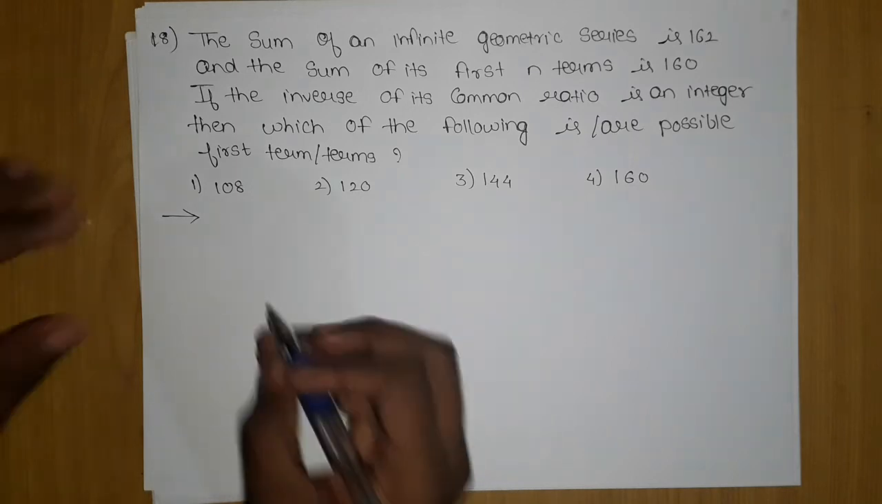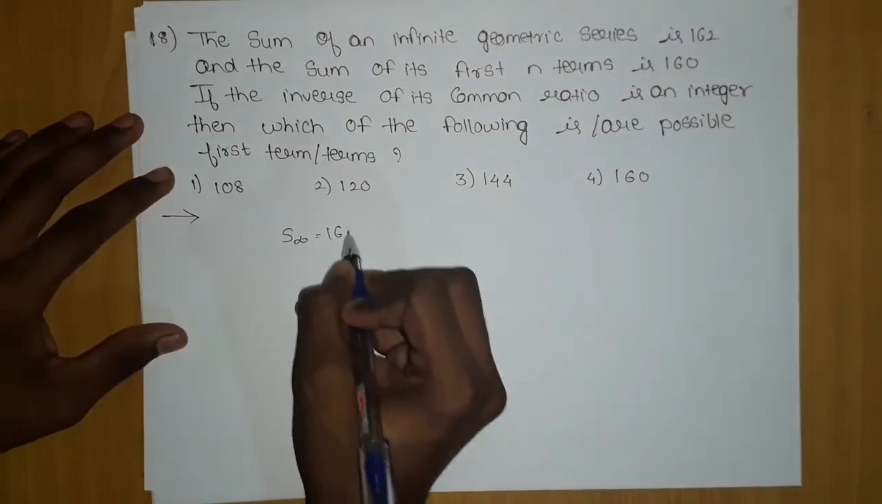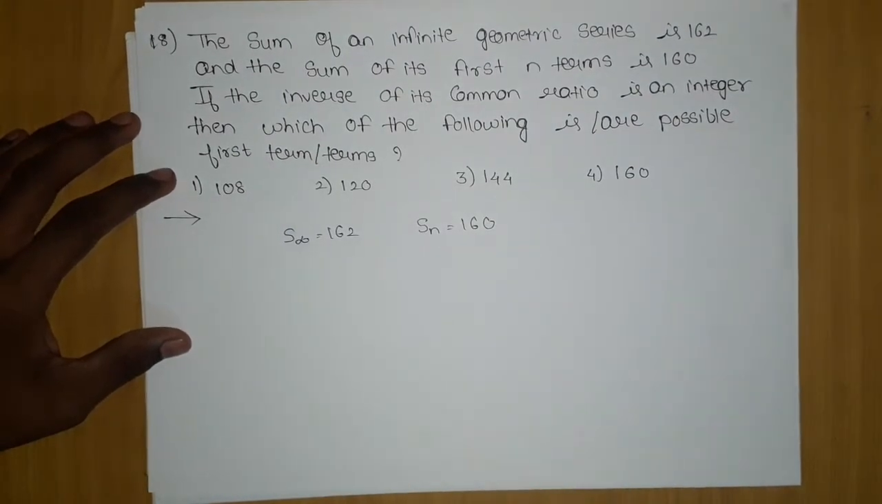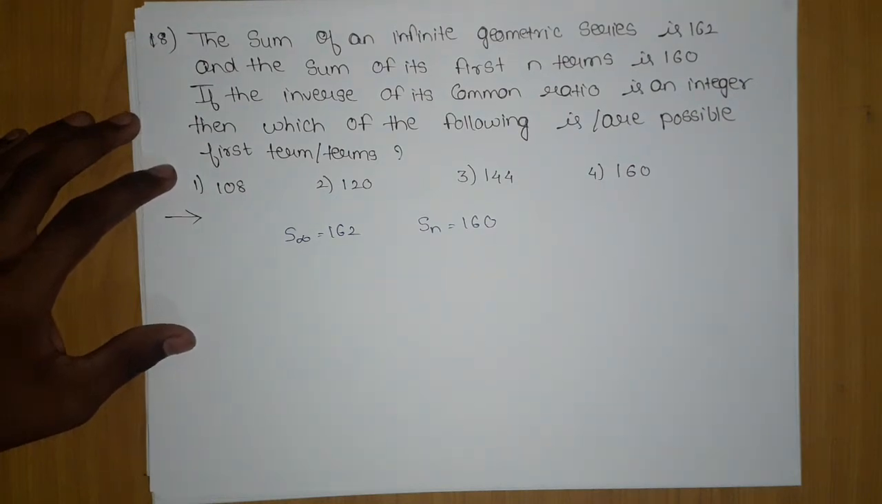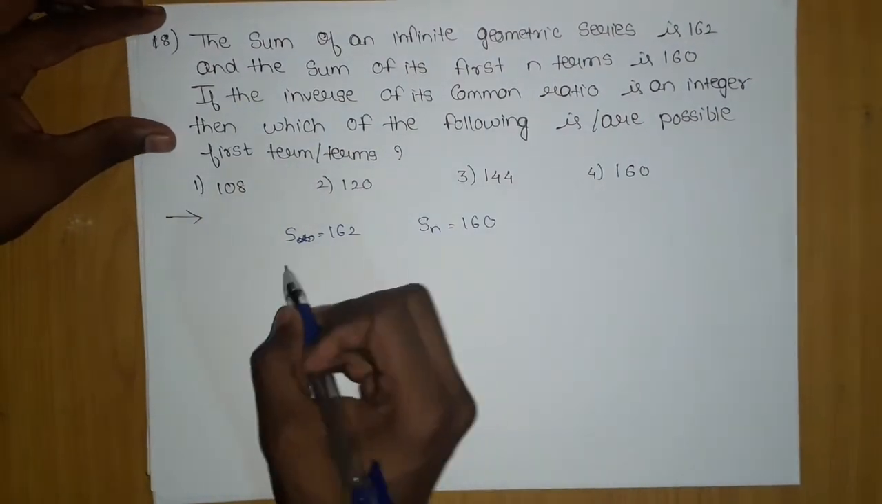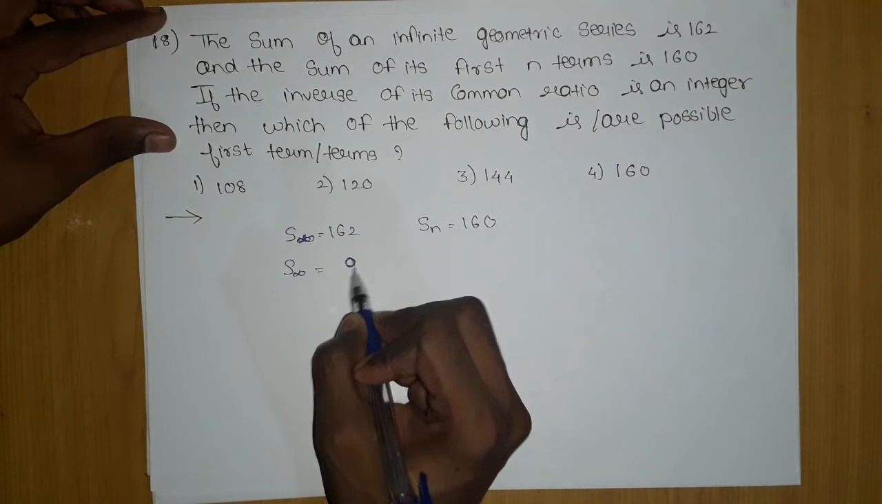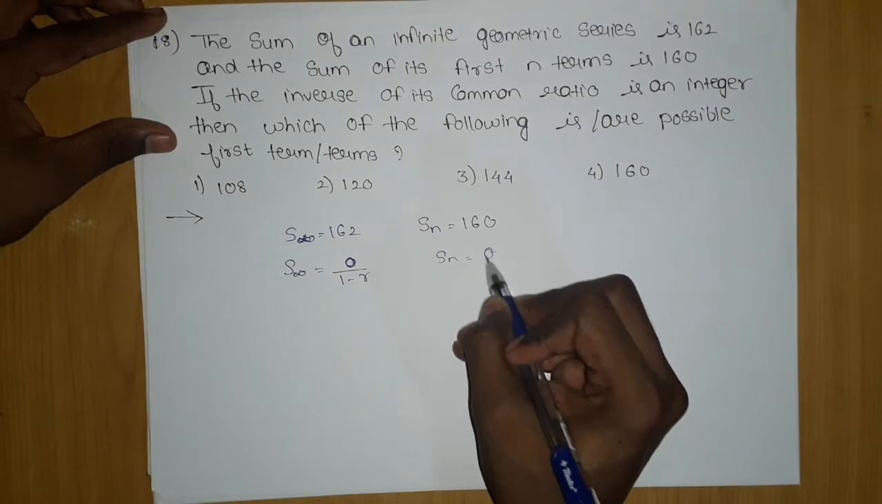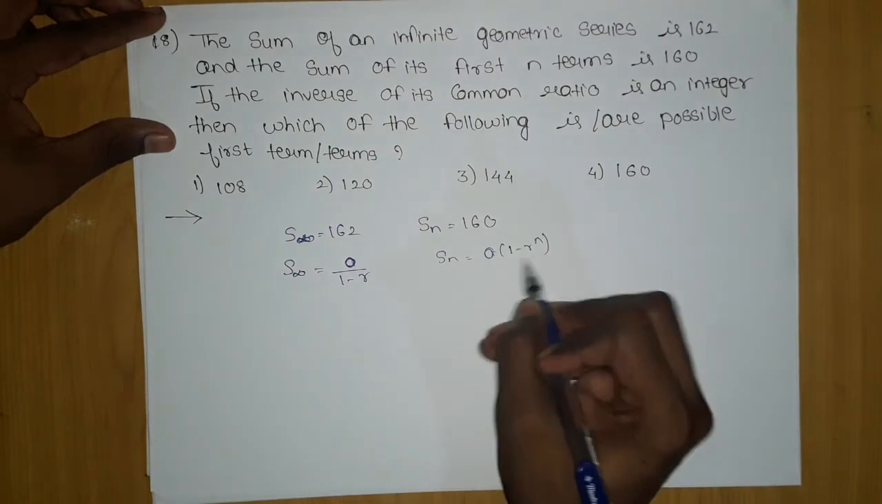So S infinite is given 162, S n is given 160, the sum of the first n terms. The sum of infinite terms is 162, and the sum of n terms is 160. Fine. So what we can do here is this: S infinite will be nothing but a upon 1 minus r, and this will be nothing but a into 1 minus r power n upon 1 minus r.